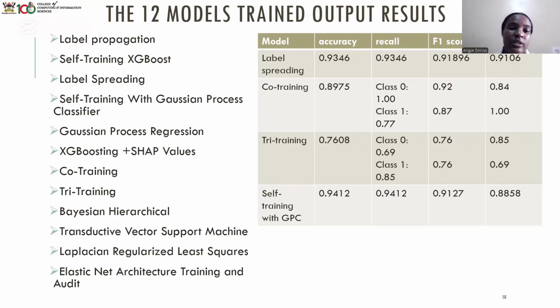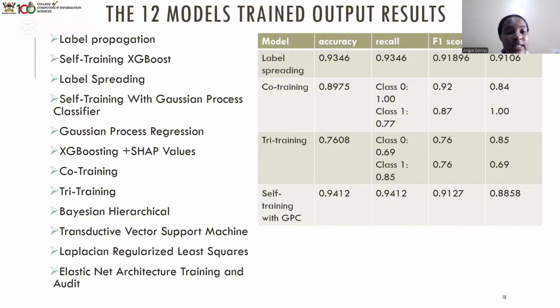We have the Bayesian hierarchy. This multi-level Bayesian model shares statistical strength across groups or tasks. We have the transductive support vector machine, an SVM variant that optimizes directly for unlabeled test data, transductive learning. We have the Laplacian regularized least squares. This adds graph-based Laplacian regularization to least squares for semi-supervised regression.